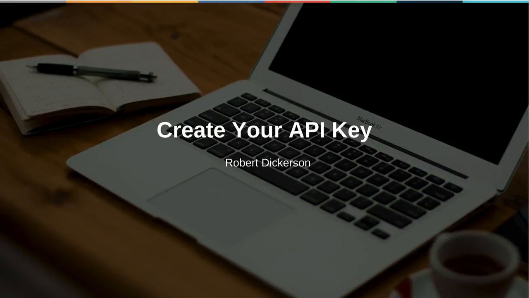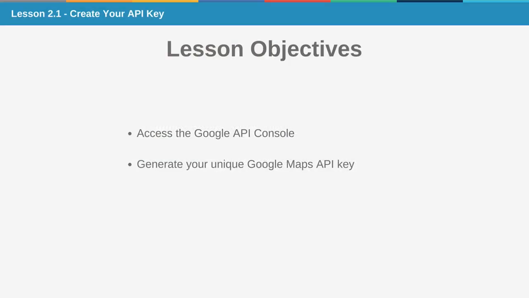The first step in creating a map is generating an API key that's associated with your Google account. The key allows you to monitor your map's API usage through the Google API console. In this lesson, you will learn how to use the Google API console to generate your unique API key.